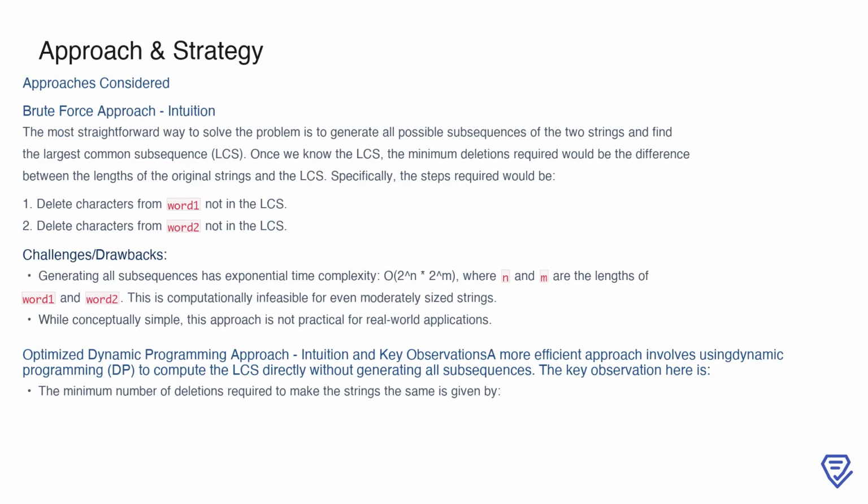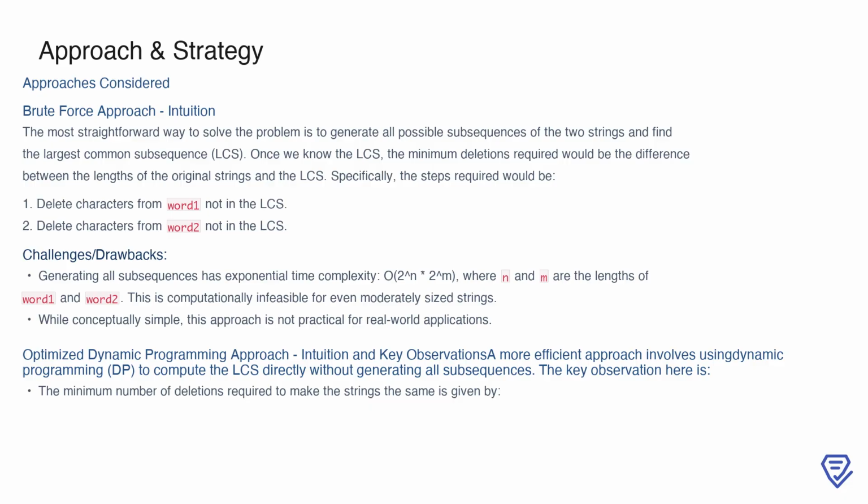To begin solving this problem, we can consider the brute force approach. The intuition here is fairly simple: generate all possible subsequences of the two strings and identify the longest common subsequence, or LCS. Once the LCS is determined, we can calculate the minimum number of deletions required by subtracting the length of the LCS from each string's length. Specifically, we would delete any characters from word1 that are not part of the LCS, and similarly for word2.